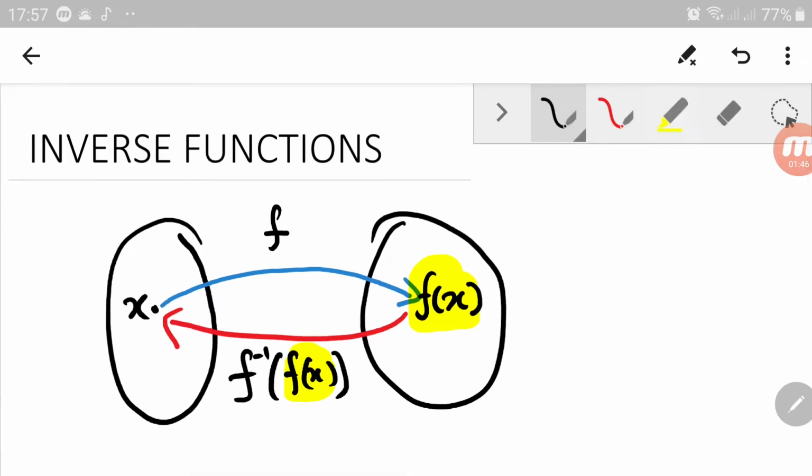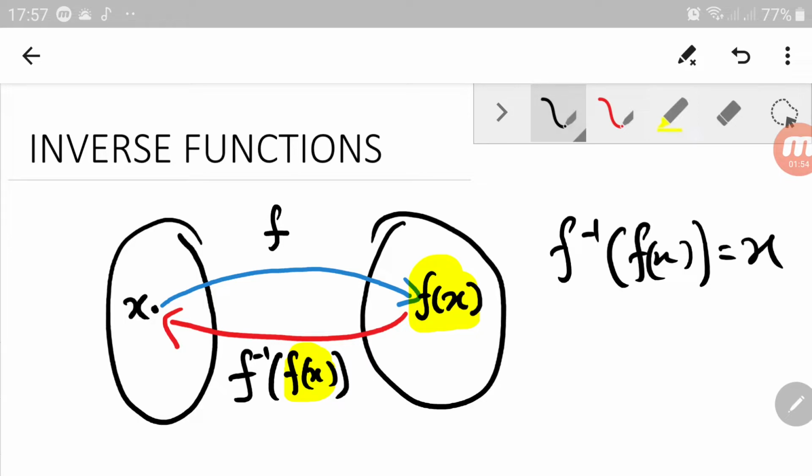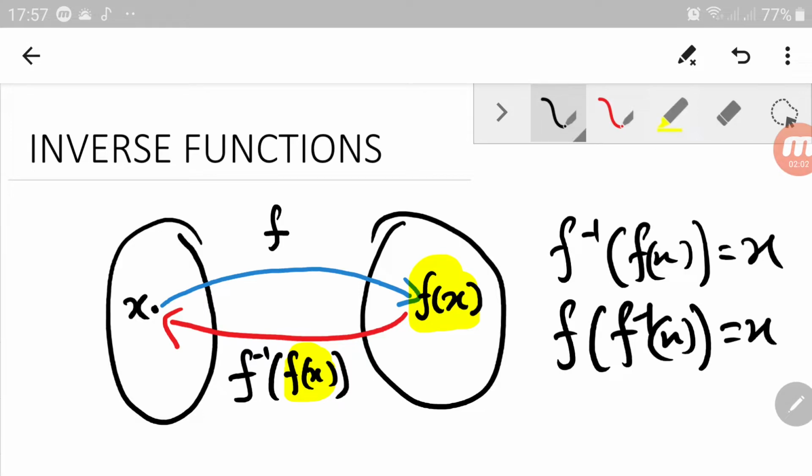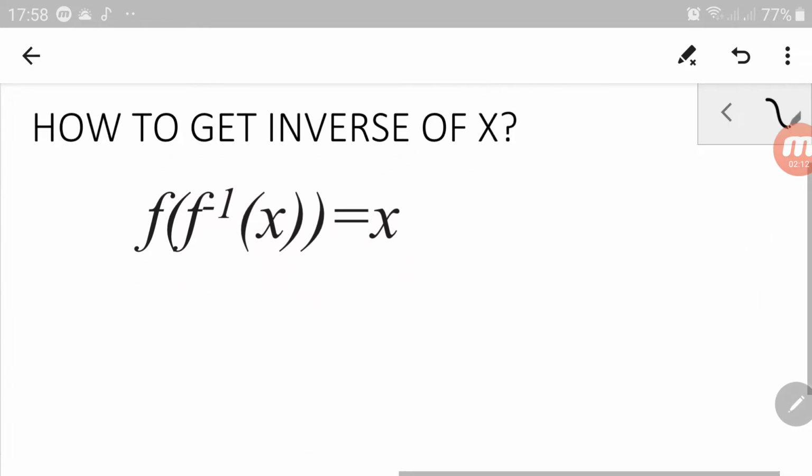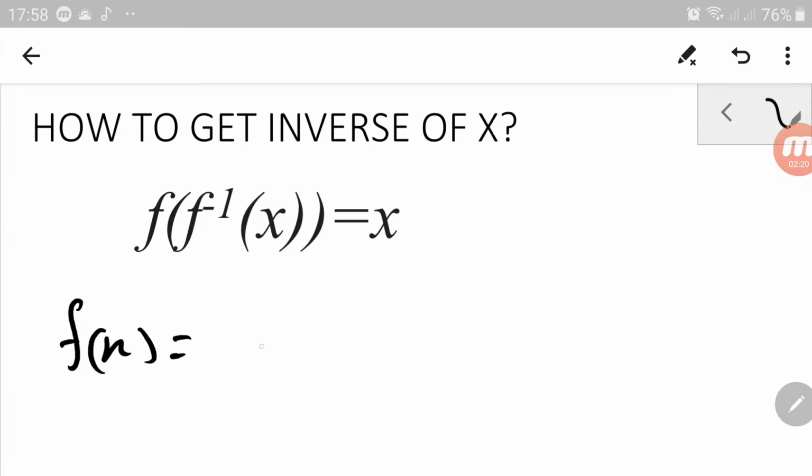So from here we know that f inverse of f(x) equals x, or f of f inverse x equals x. We can use these properties to easily get the inverse of x. I typed it nicely for you to see here. So maybe we have one example, a simple example: f(x) = x minus 4.